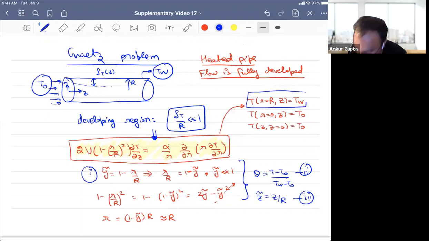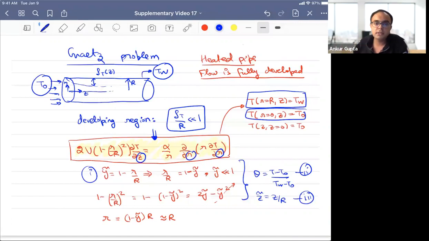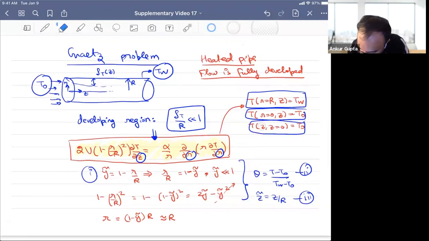Then we have this boundary condition that the temperature is simply T wall at R equal to capital R. Note that we need one boundary condition in Z and two in R. So temperature at the wall is T wall and temperature at center is T naught. If you look at the center, because the boundary layer is developing for the thermal region, at the center the temperature will be T naught because it's outside the boundary layer, and so there will be no gradients outside. And at the entry, the temperature is also equal to T naught. Okay, so this is the problem setup.